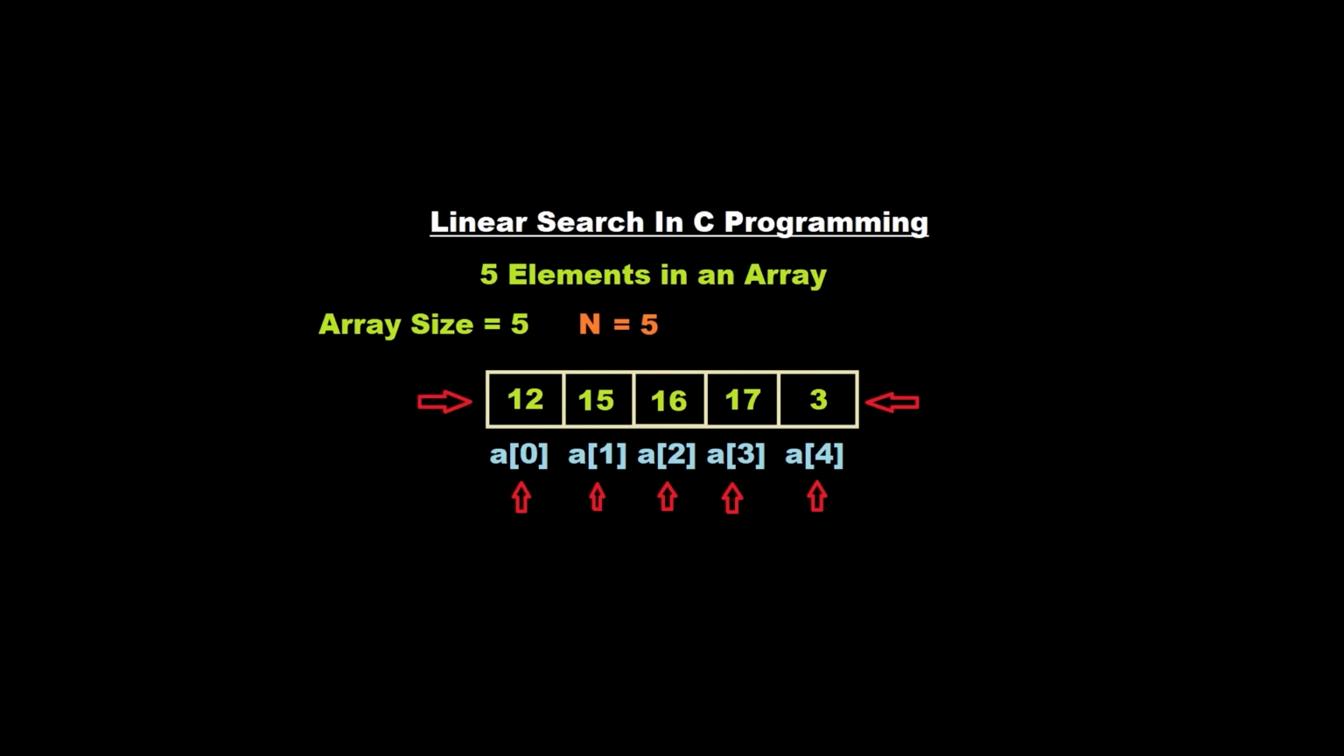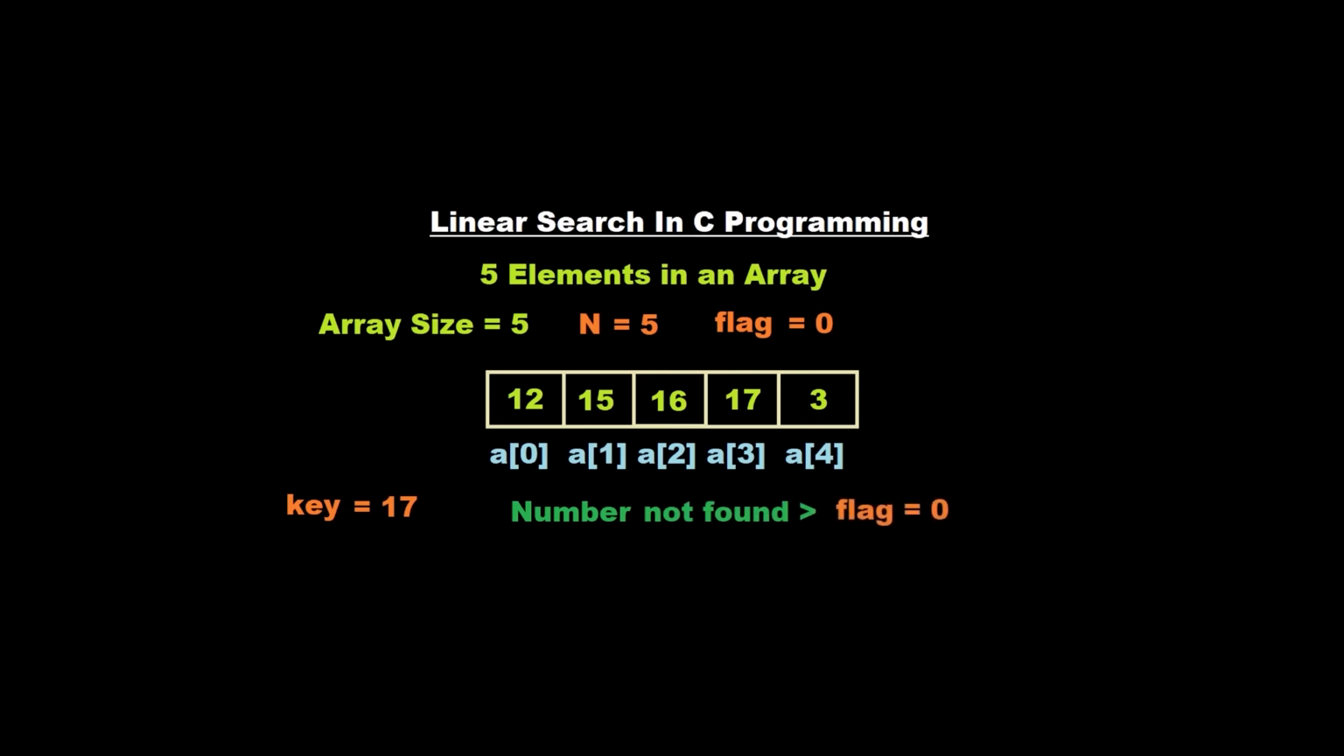Now, how to do the linear search? For that, we have to take a number. So let us search the number 17 in our case. For that, we have to take the next variable, which is key. And as I said, we are searching the number 17. The value of key here will be 17. And let us take another variable flag, which will be initialized to 0. As soon as we find our number, the flag value will be updated to 1. But if we don't find it, the value of flag will be 0 itself.